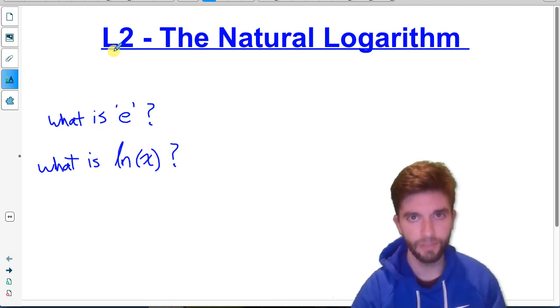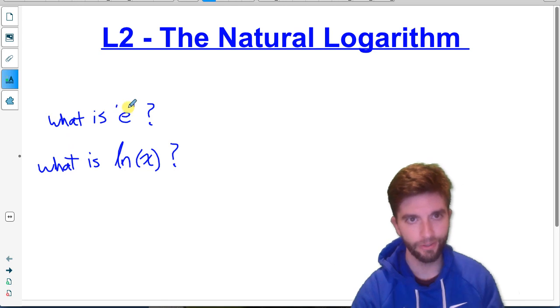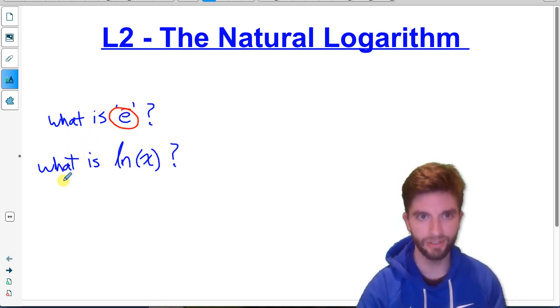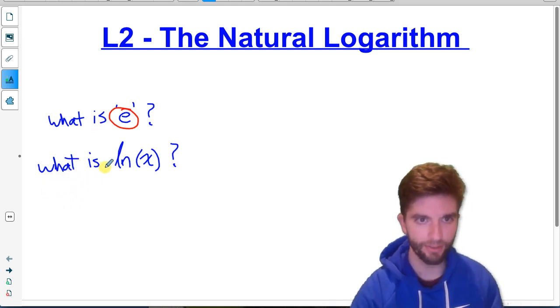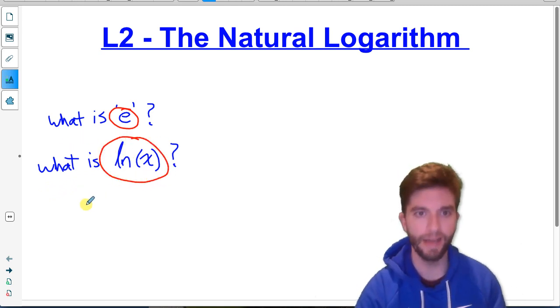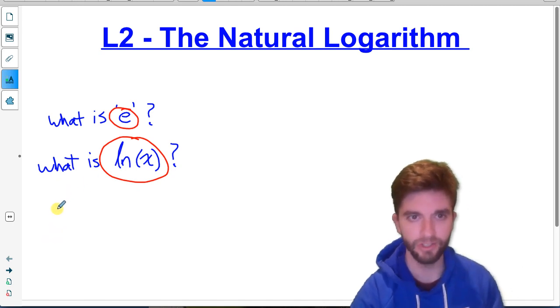All right, we're now into lesson two, the natural logarithm. In this lesson, you're finally going to learn what this irrational number e, called Euler's number, actually is, where it comes from, and what its uses are. And then the natural progression from that is to learn about the natural logarithm. So we're going to learn about ln x, and you'll learn what the base of that logarithm is, and you'll learn what the graph of that function looks like.